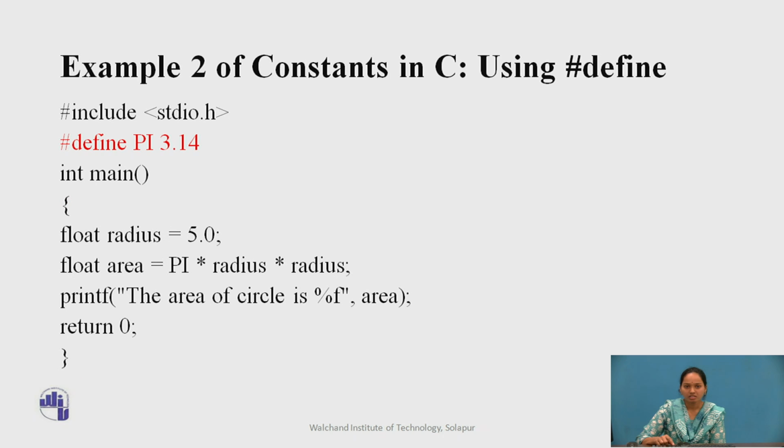Next example is using hash define. We will declare the constant using hash define. #include header files, #define PI 3.14. This is a constant value that is mentioned using hash define. int main, float radius = 5.0, area = pi * radius * radius. This is the same example as the previous one that was mentioned using the const keyword. The output of this example is the same as the previous example.